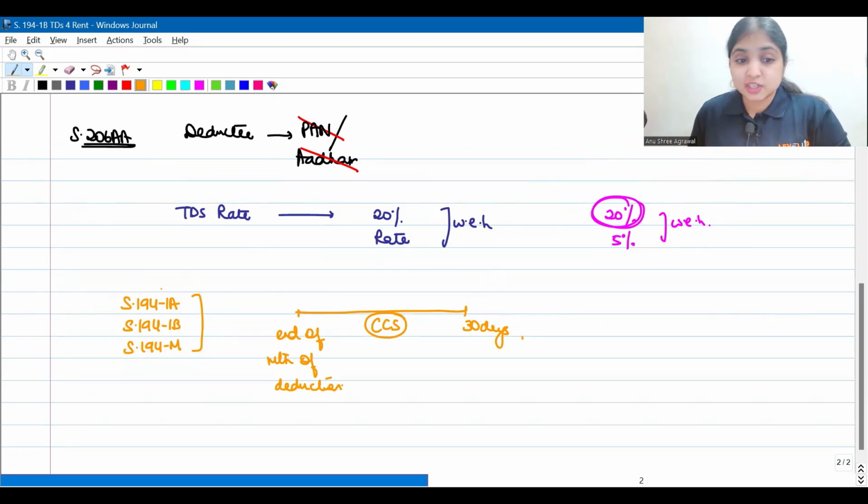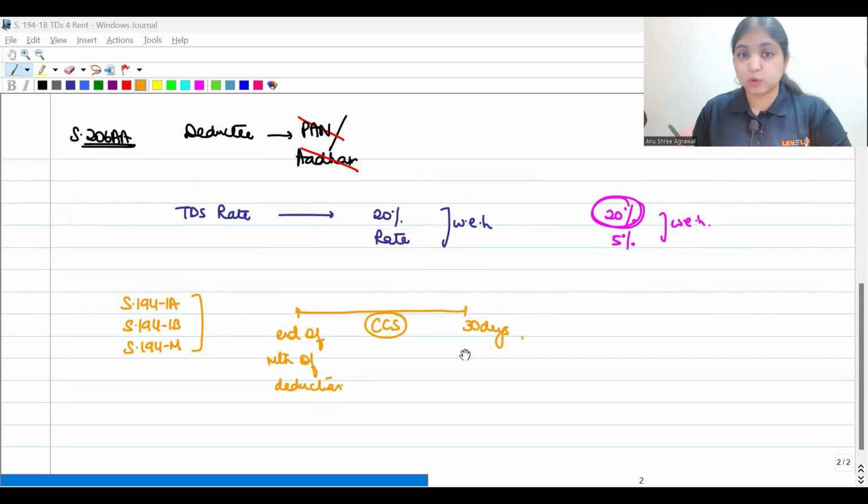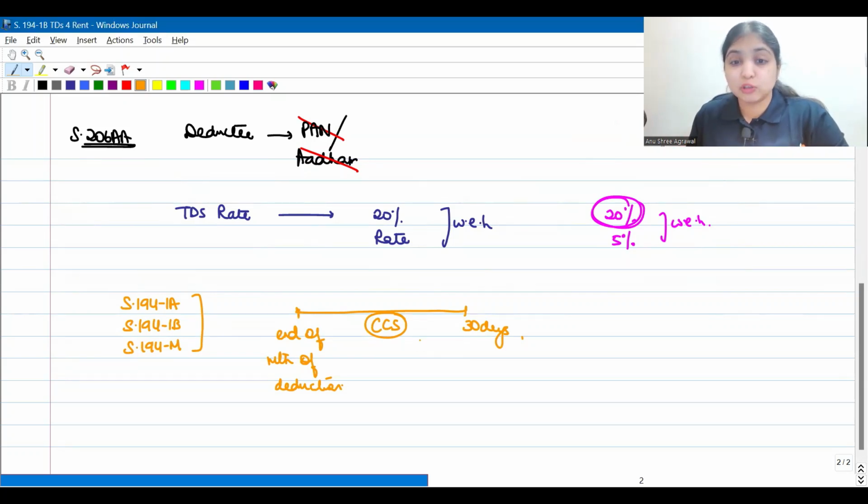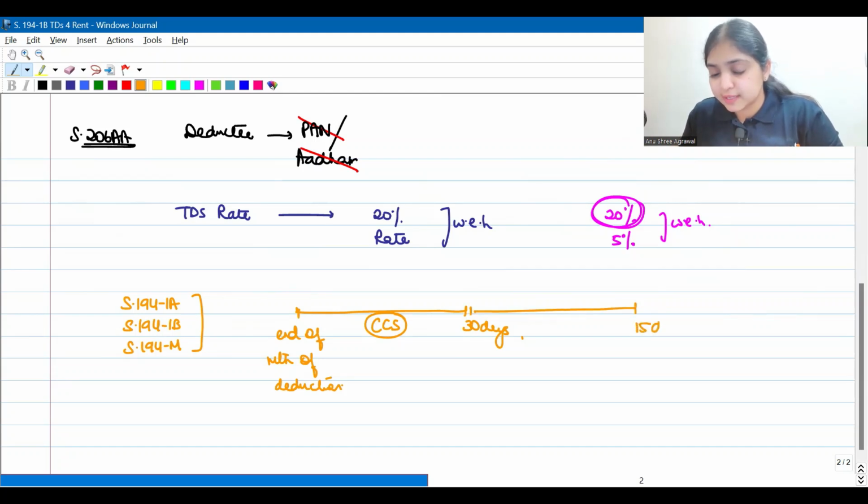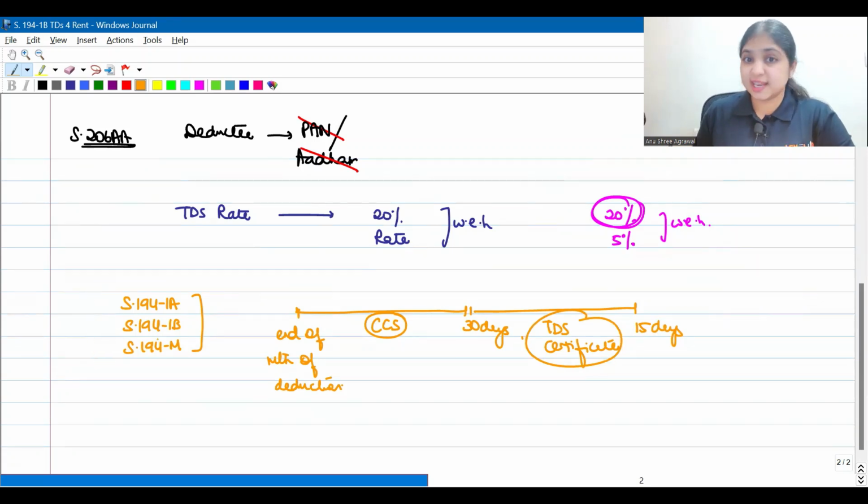So under these three sections, even 194 IB is one of the sections. From the end of the month of deduction, within 30 days, the deductor will have to remit the tax to the government also and will have to file the statement also. So challan cum statement. From the expiry of these 30 days, within the next 15 days, the deductor will have to give the TDS certificate to the deductee. Right, guys? Generally, the TDS certificate and all is given quarterly, but however, in these three sections, it's slightly different.